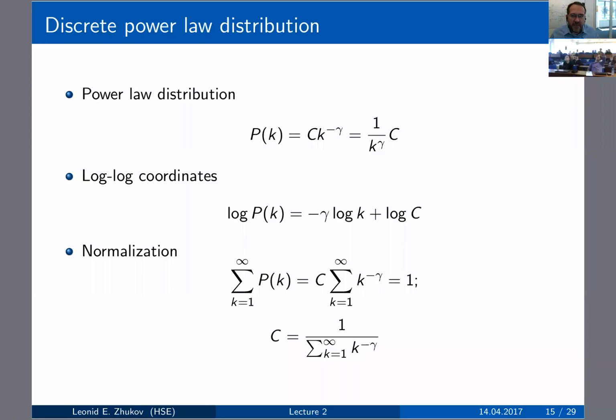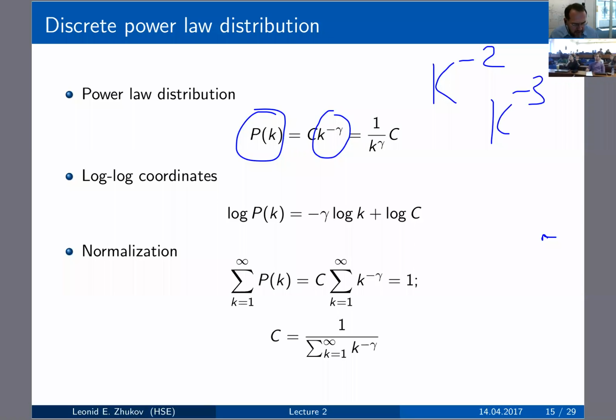And what we just described is called a power law distribution. So when you have this distribution function, probability depends on node degree, and this dependence is given to you by a power of the degree. So this is k to the minus gamma. You can write it as 1 over k to the gamma, and c is a constant. So it can be k to the power minus 2, or k to the power minus 3, or k to the power minus 4, whatever, right?